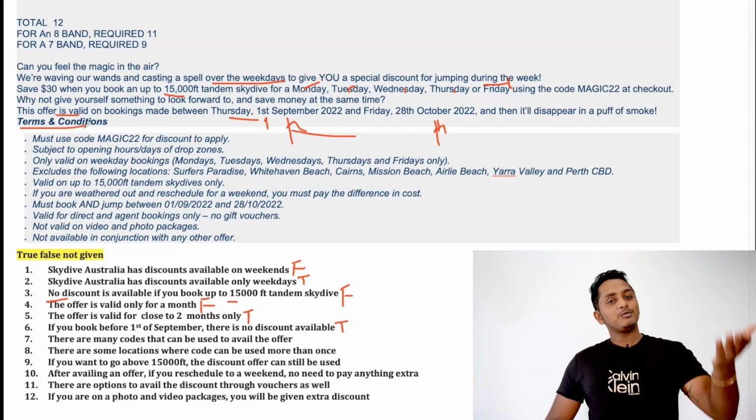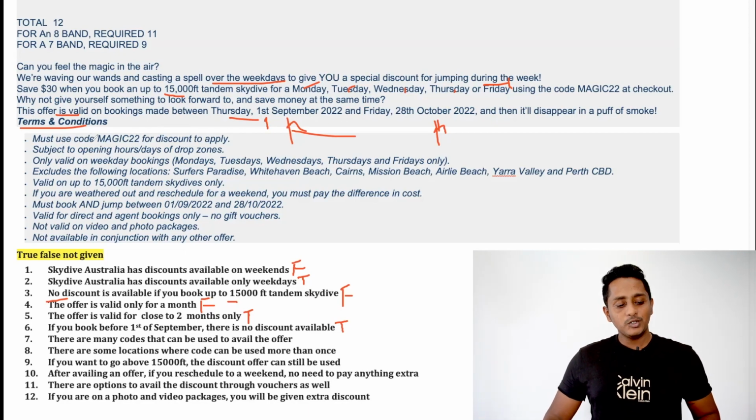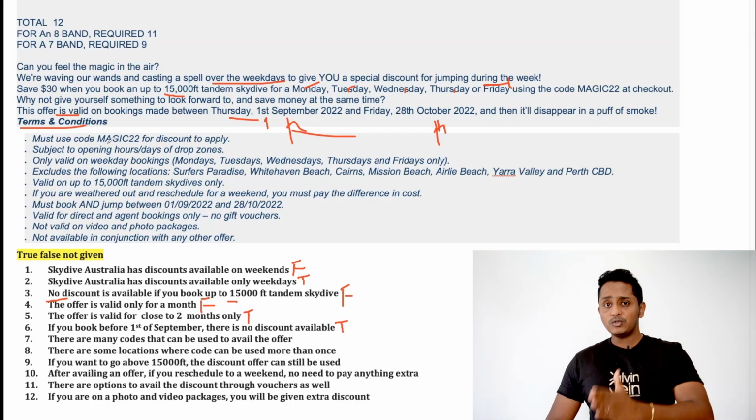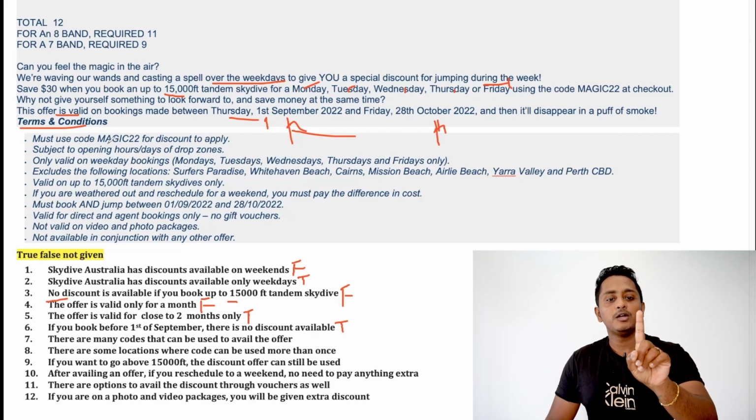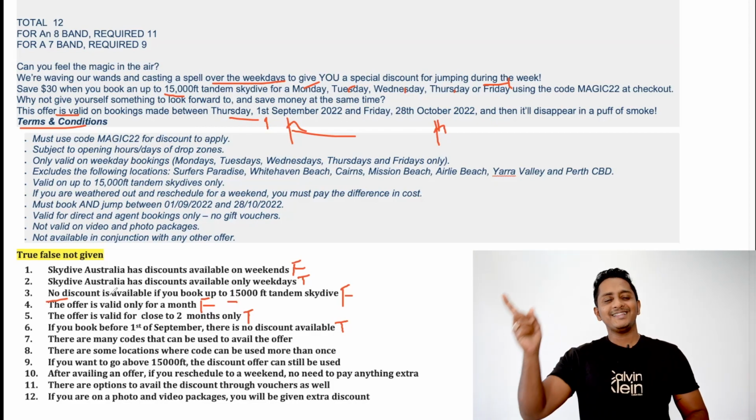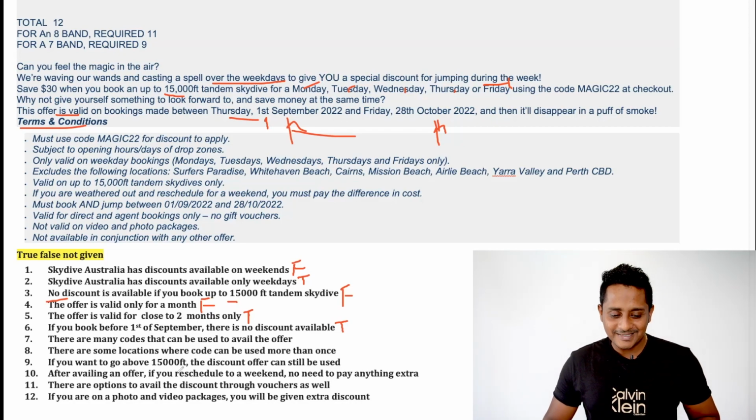There are many codes that can be used to avail the offer. Terms and conditions, we will jump into it. They must use the code MAGIC22. That's only one code. The must-use code is that. That's one code. Many codes, oh, that's a lie. When it's a lie, it's false.